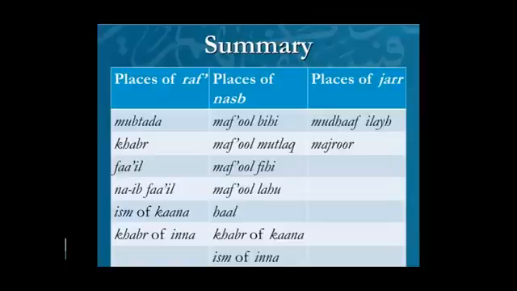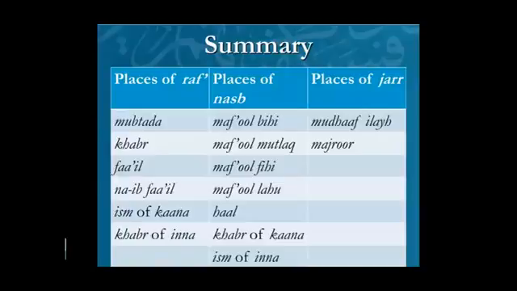Here's all 15 of them. Mubtada means the subject of the nominal. Khabar means the predicate of the nominal. Fa'il means the doer of the verb, which has to follow it. Naib fa'il means the deputy doer, or you can say the subject of the passive verb.